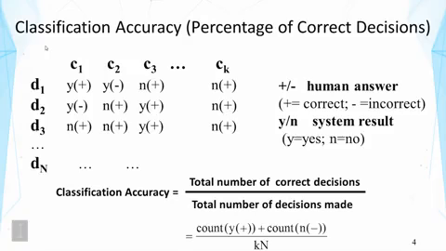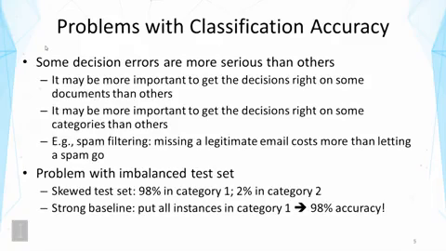But the method also has some problems. First, it treats all the decisions equally. But in reality, some decision errors are more serious than others. For example, it may be more important to get the decisions right on some documents than others, or maybe more important to get the decisions right on some categories than others. And this would call for some detailed evaluation of these results to understand the strengths and weaknesses of different methods, and to understand the performance of these methods in detail on a per category or per document basis.